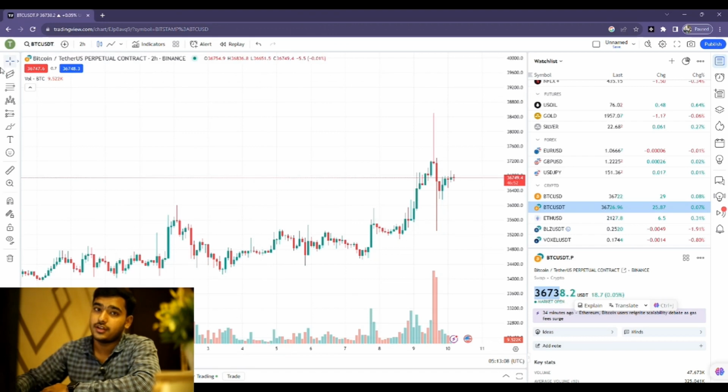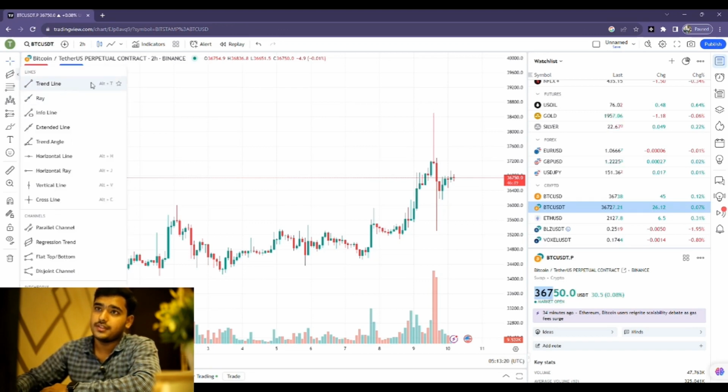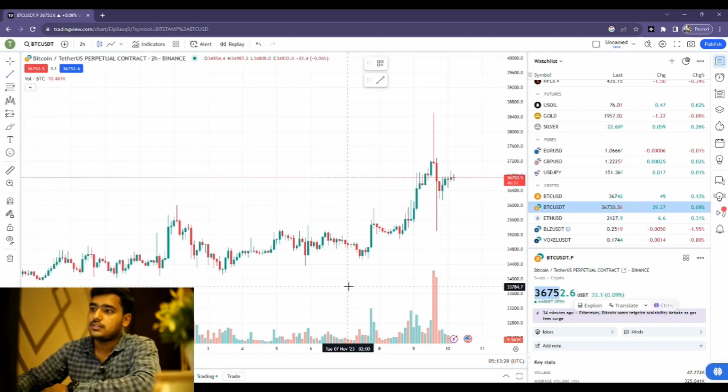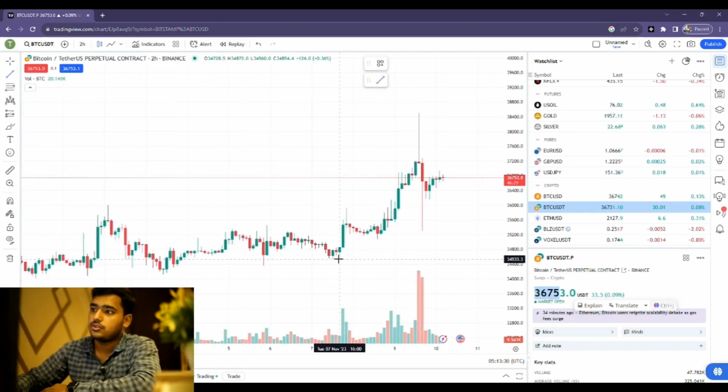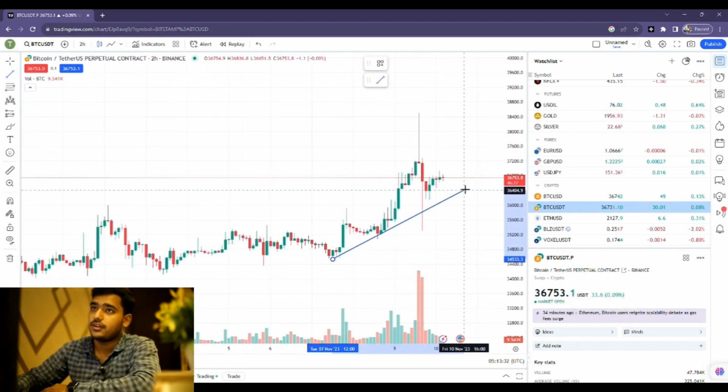So on the left side, the first section we have is the cursor, of course. Now you can select your cursor whatever you like. Second one we have is the trend line tools. For the trend line tools, I'm just gonna go through the basic trend lines like this one, the trend line, and the parallel channel and the regression trend. Now, how you make a trend line is you just use it to basically give a trend to your market.